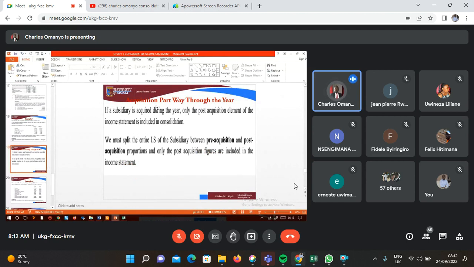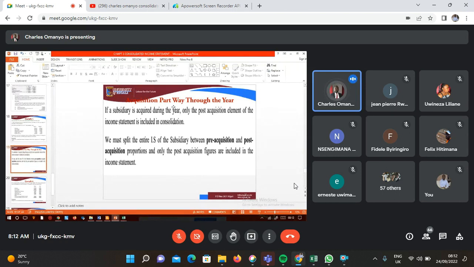So we want to look at an income statement, but a part called acquisition part way through the year. Acquisition part way through the year. Now, what is acquisition part way through the year? This is where, for example, our accounting year runs from January to December, and then a company is acquired maybe in May. A subsidiary is acquired in May. What does that mean? The subsidiary is acquired during the year.